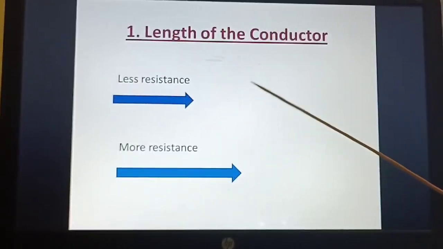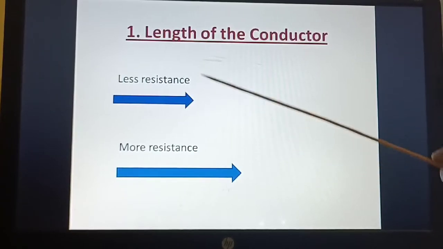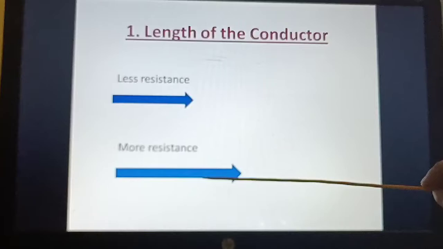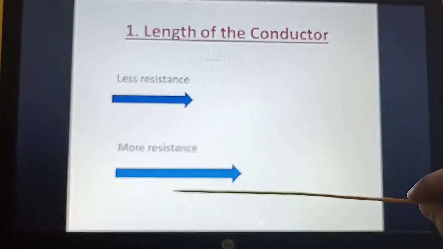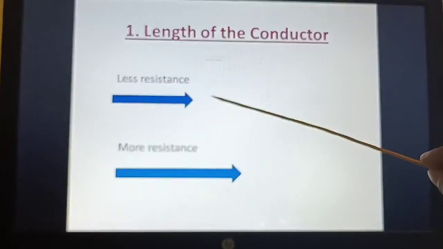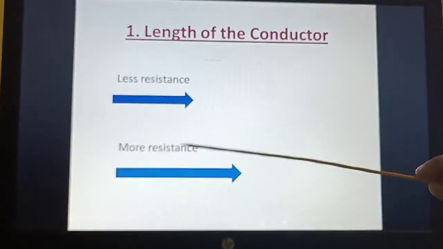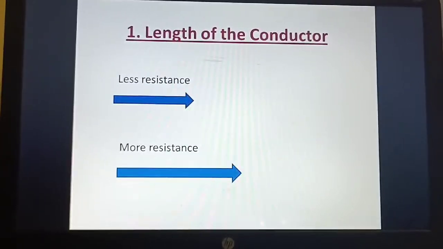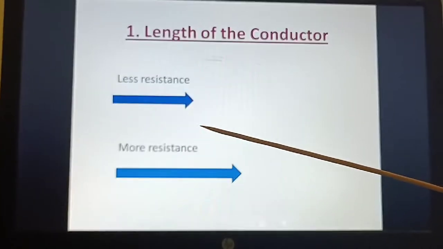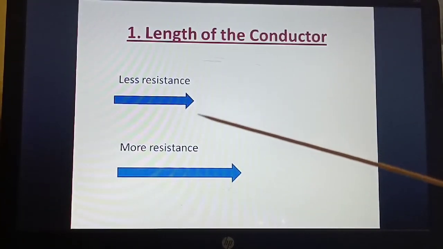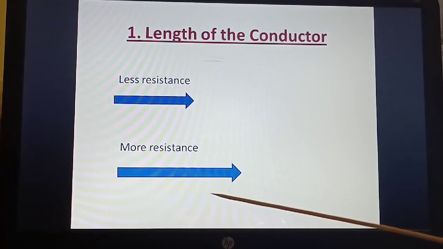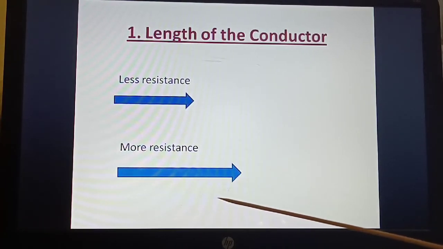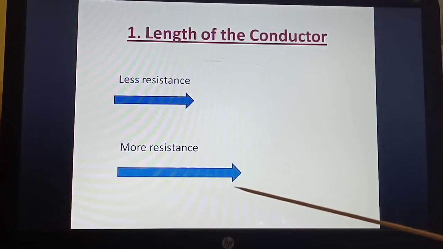Now consider two water pipes. One is 10 meter, one is 20 meter. The 10 meter one has less resistance and this one has more resistance. In both cases water is flowing, but the only difference is the length. Water flows in the same way.